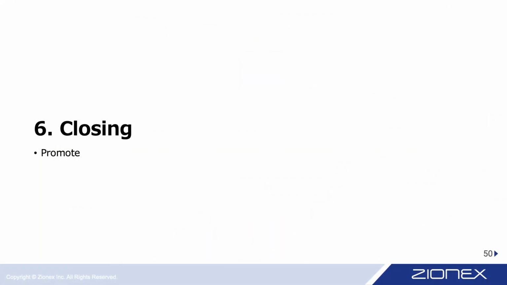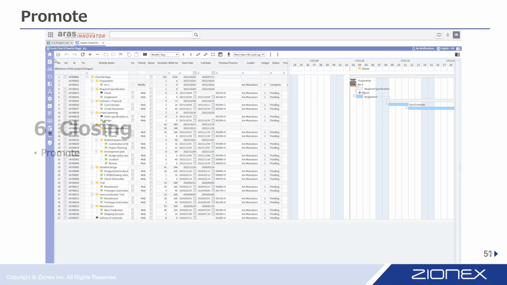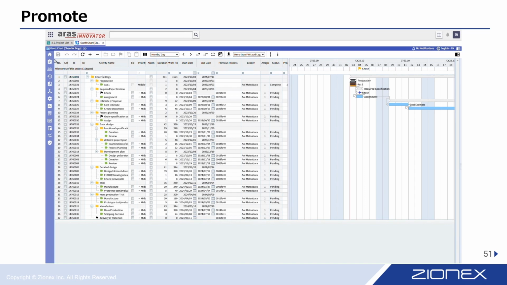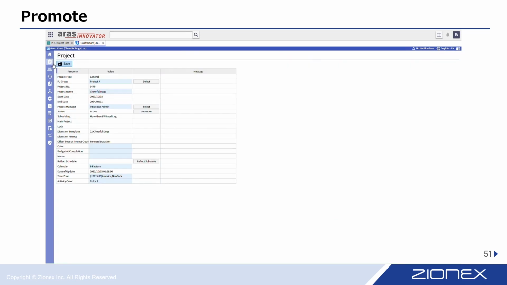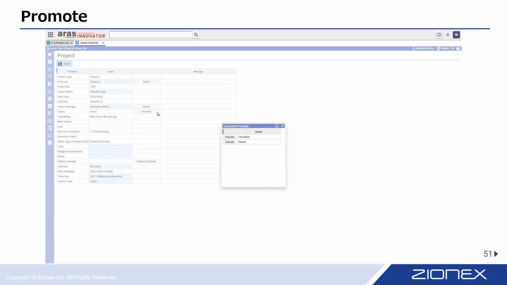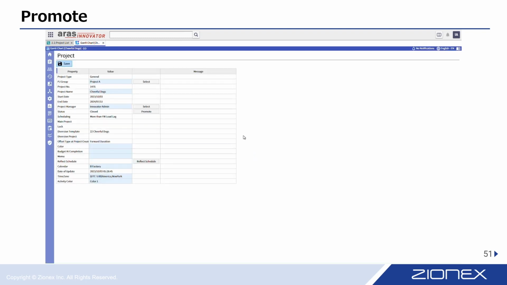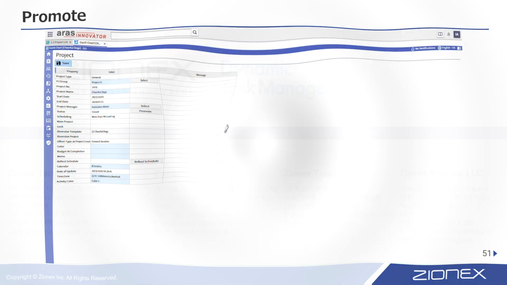The final step is 6, closing. When a project is prepared for closure, the next step is to promote it and mark its status as active to closed. This signifies the completion and closure of the project phase. Furthermore, Aras workflows can be invoked and promoted directly from the workflow, streamlining the process of managing workflows effectively.